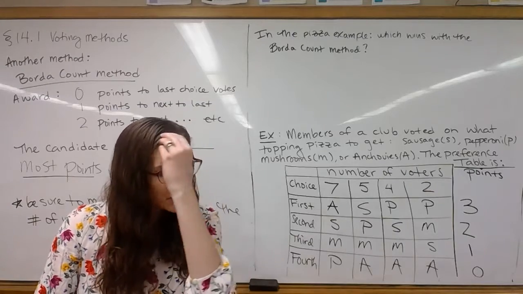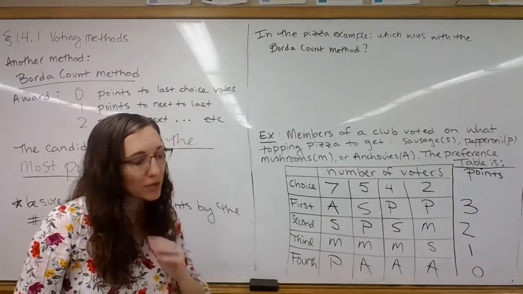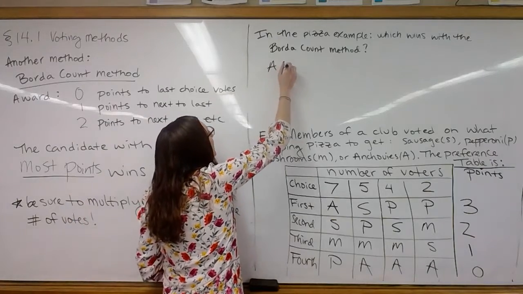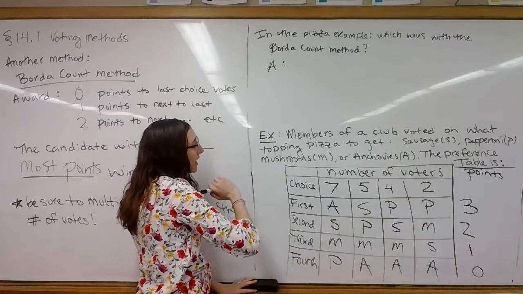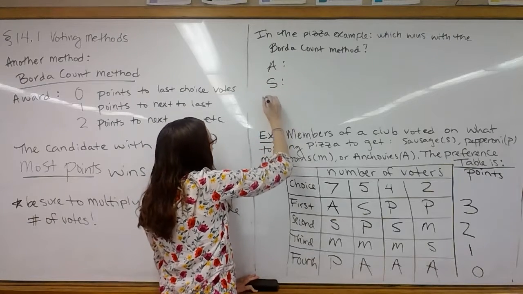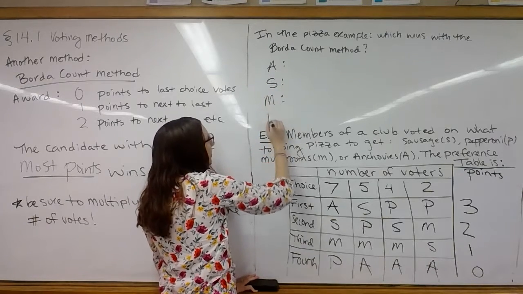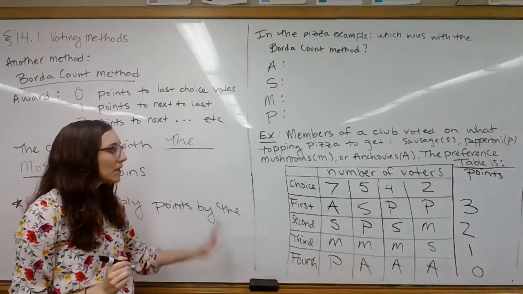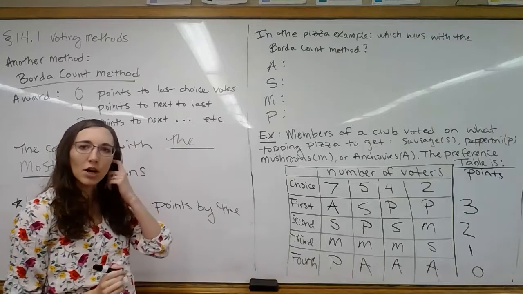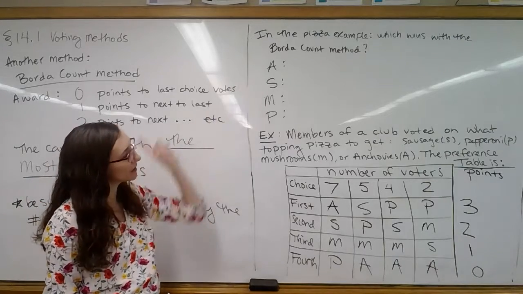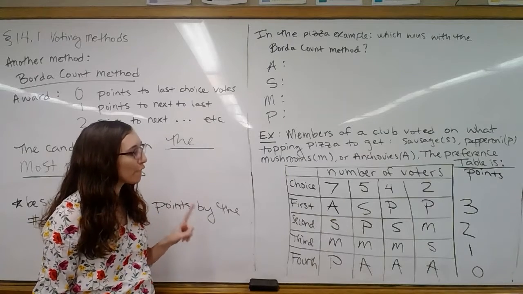So then what we need to do is tally all of these up. What I personally like to do to keep track of it is to just list each candidate on here. So we could have anchovies, sausage, mushrooms, and pepperoni, say. And we could do them in any order that we want. Then we're going to go column by column and set up these points. So let's keep track of anchovies first.